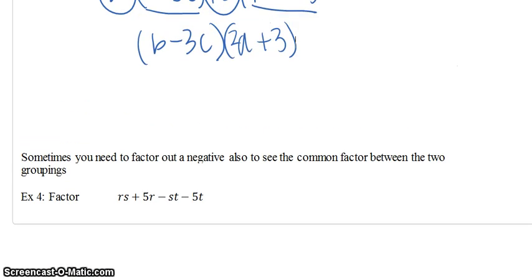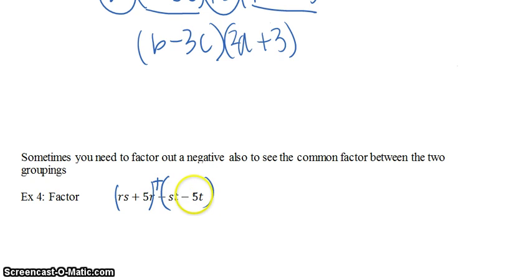Okay, so sometimes you need to factor out a negative also to see the common factor between the 2 groupings. Remember how I told you to remember how to factor out a negative? This is why. Not the only reason why. I'm going to break it up into two pieces, and I'm going to say this is plus a negative st minus 5t. So it's plus a negative, same thing as subtraction. I'm going to first look at the first one. I need to take out an r. That will leave me with s plus 5, because r times s gives me rs, and r times 5 is 5r.